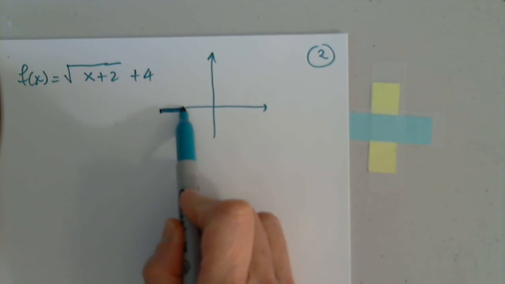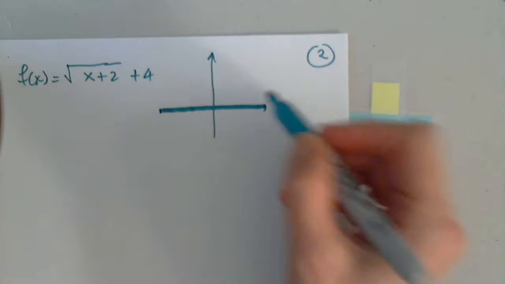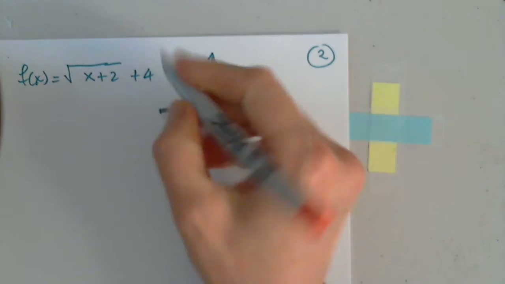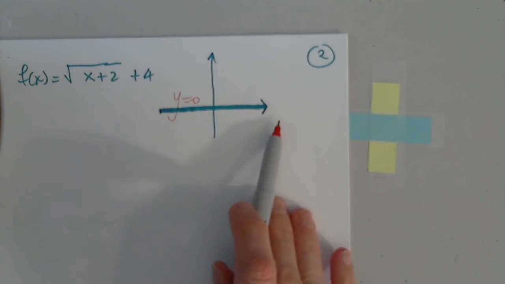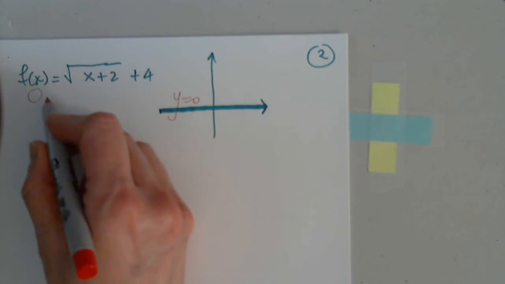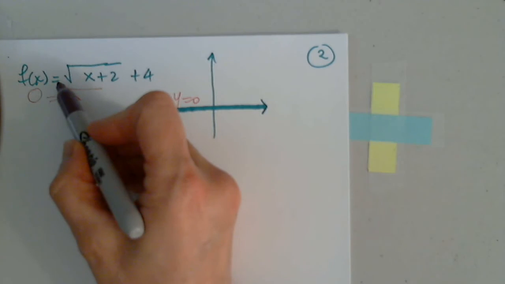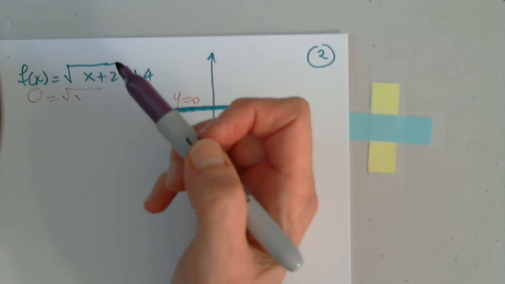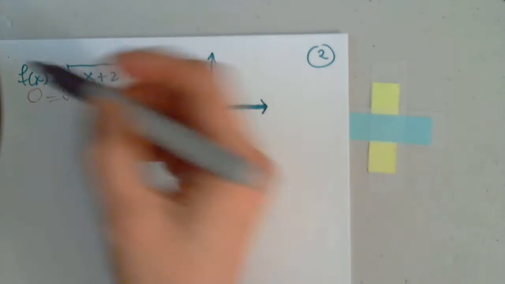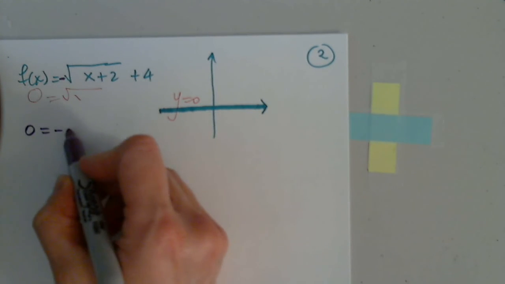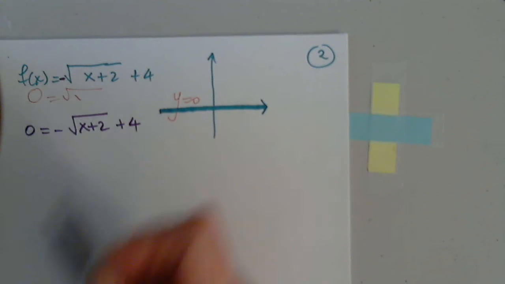Does anyone remember the equation of this line, which is the x-axis? What is the equation of the x-axis? Y equals 0. Excellent. So if this is y equals 0, in order to find the x-intercept, I make y equal to 0. 0 equals the square root. Oh, hold on, the square root is negative. I just noticed I don't have that on my homework, so that might be where the confusion came from. It's negative square root of x plus 2. So 0 equals negative the square root of x plus 2, plus 4.